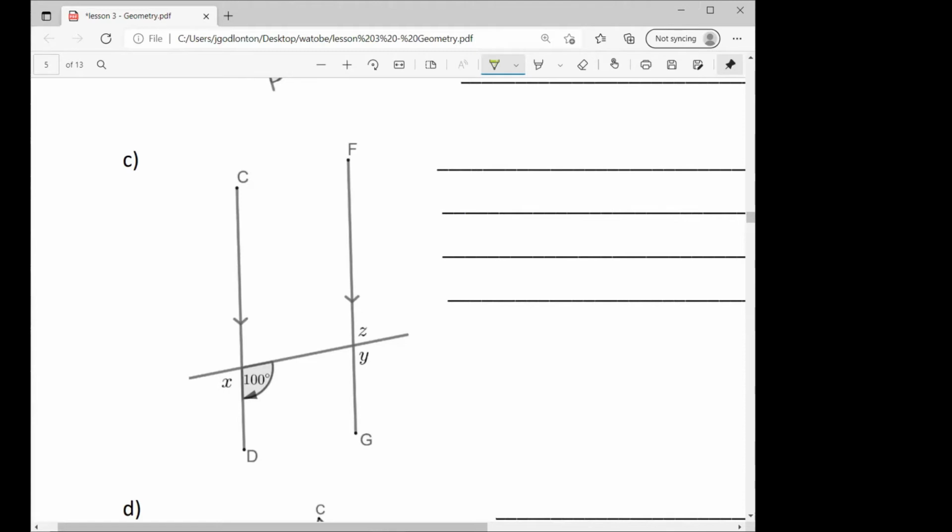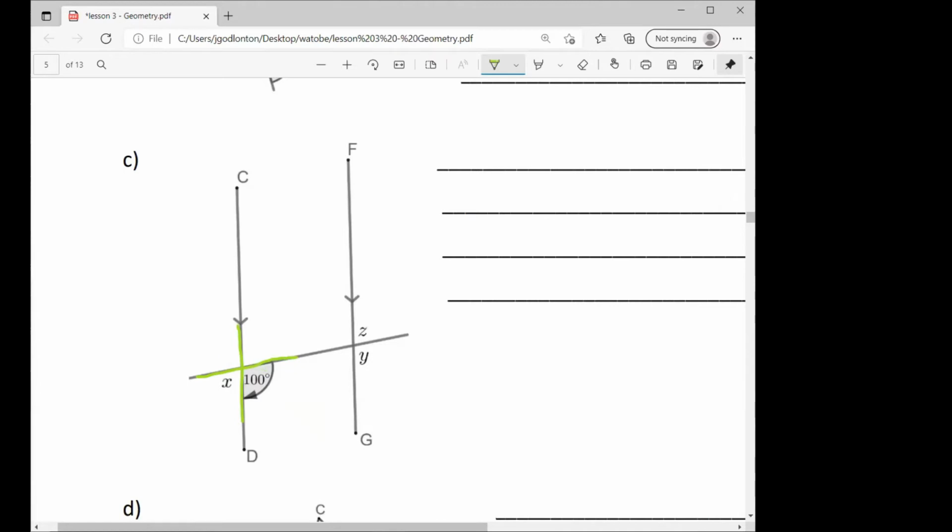Let's have a look. Okay, that's a great start. Okay, so careful for x. If it was vertically opposite, those are my two straight lines, and so this one would be equal to that one. And x isn't on that side of that line. So just be careful with that.